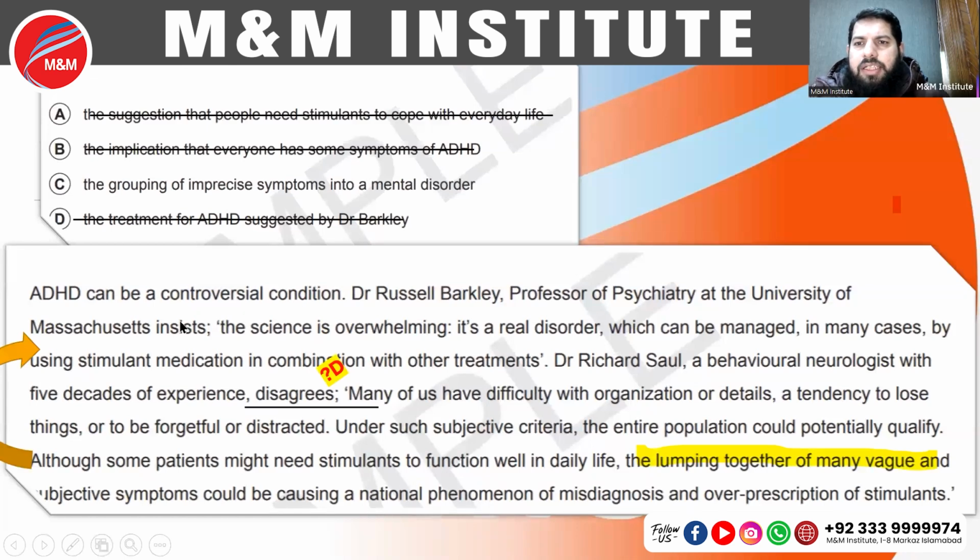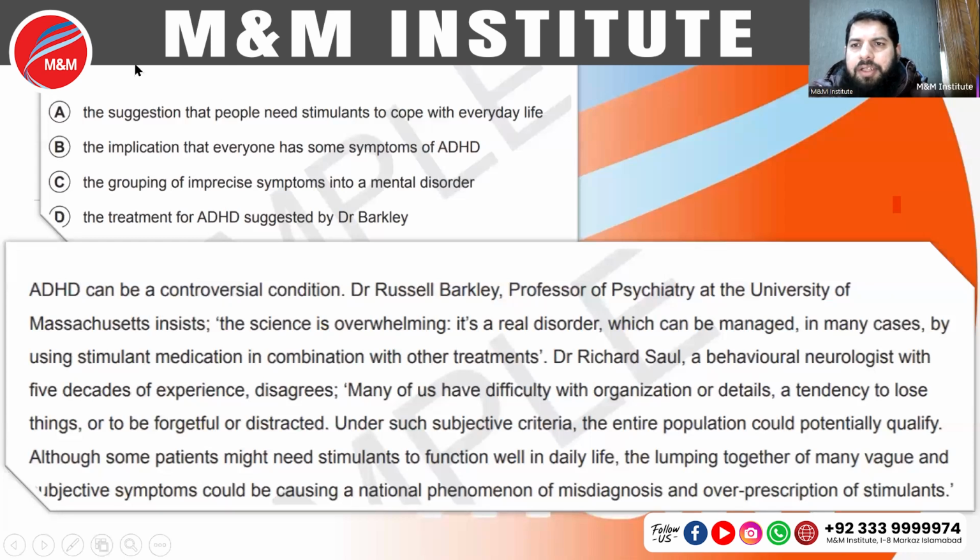So let's see when we read this. We believe that you work on the method of elimination. What you have done, you just have read the question, like what does Dr. Saul object to? You have the question in mind. Do not read the options now. Go to the paragraph and do the detailed reading. Meaningful reading should be done.